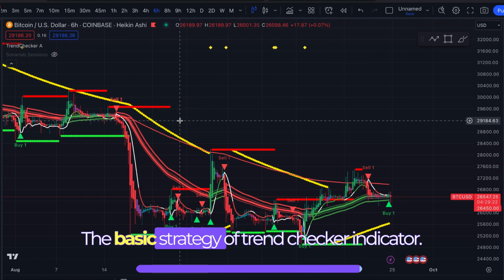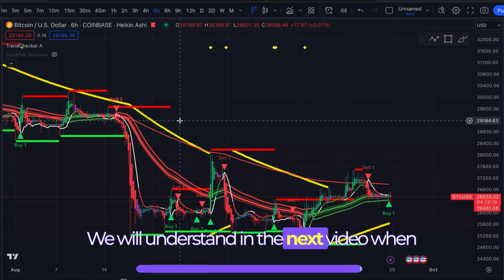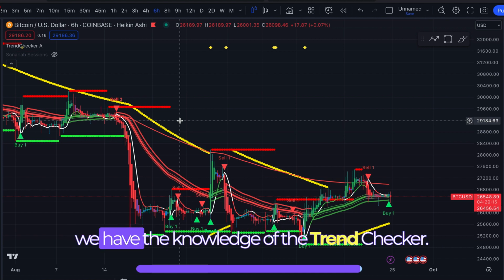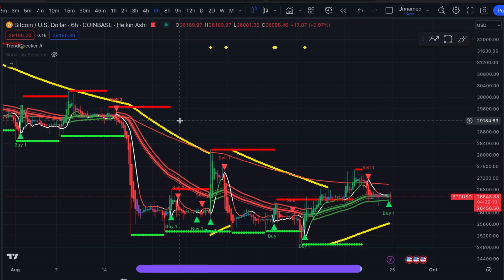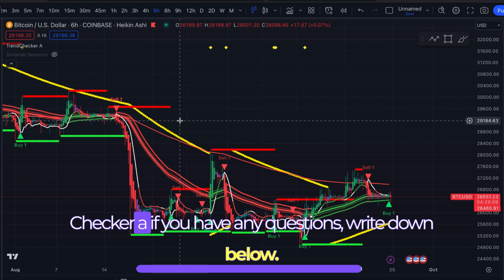The basic strategy of the Trendchecker indicator we will understand in the next video when we have the knowledge of the Trendchecker B. Right? This was all for the Trendchecker A.